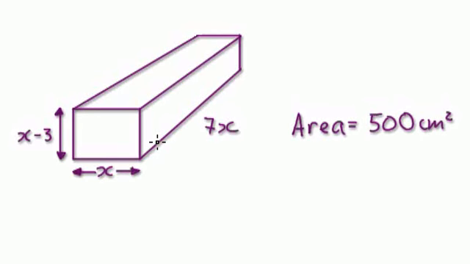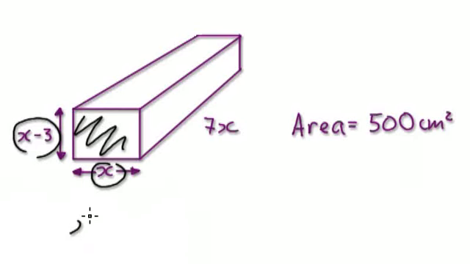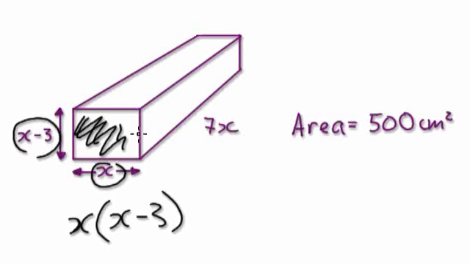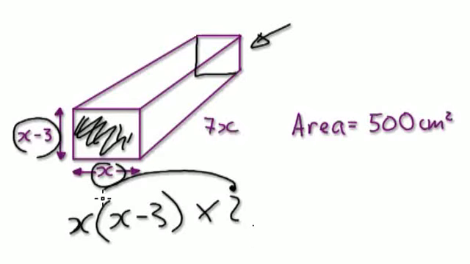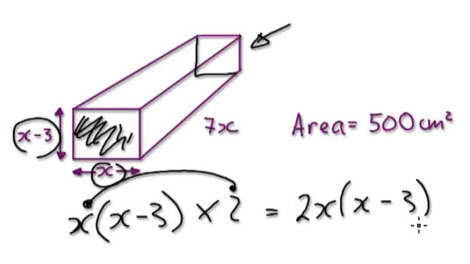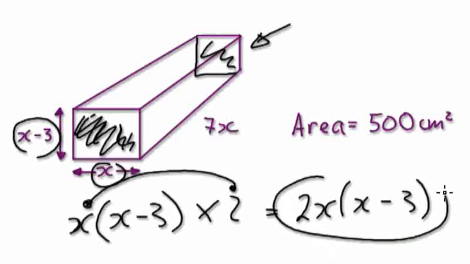Okay, first step is to write an expression for the surface area of this box. So this area here will be this times this. So you could write the area here would be x times (x minus 3). Okay, so that will give you this area here. But then you've got another one at the back, so you could say times 2. So this area here plus the one at the back is given by this here.